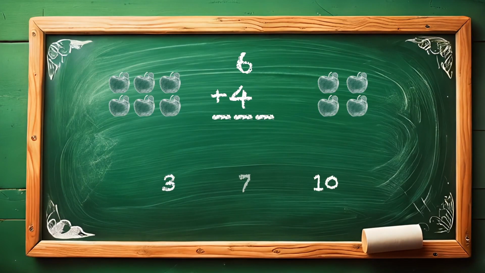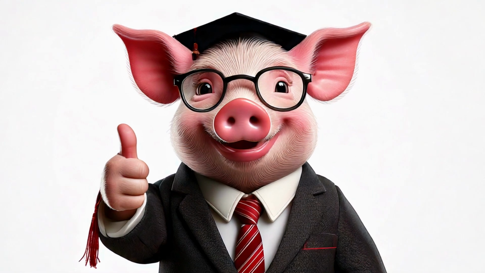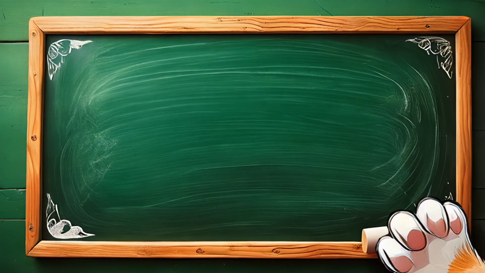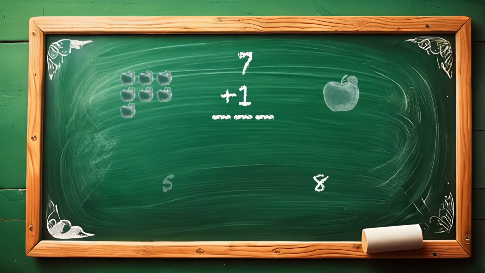If you have 6 apples plus 4 apples, you have 3 apples, 7 apples, or 10 apples in total. 6 plus 4 equals 10. If you have 7 apples plus 1 apple, you have 5 apples, 9 apples, or 8 apples in total. 7 plus 1 equals 8.